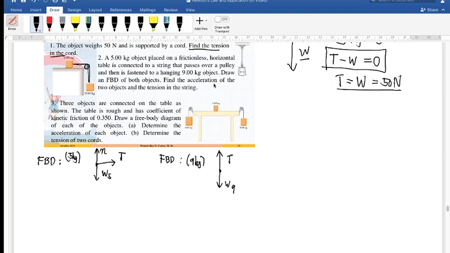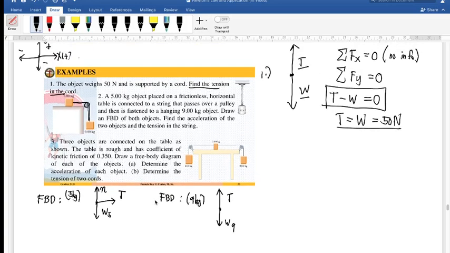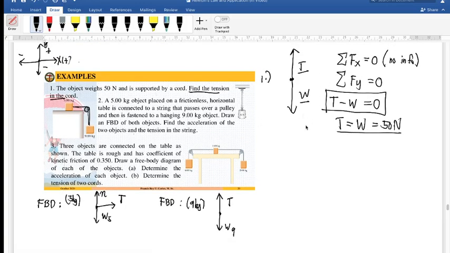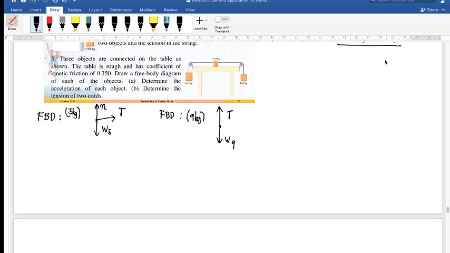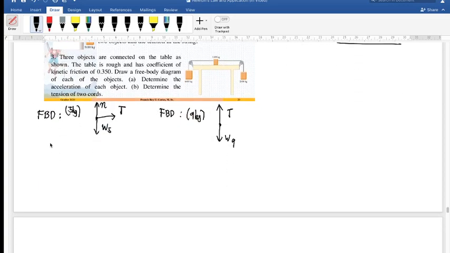Okay, so we have to find the acceleration of the two objects and the tension in the string. So we have to take note of where it accelerates or where it is at rest, meaning that not all of the forces are equal to 0, but equal to ma. Remember that. Okay? So we have to separately find the summation of forces along x and the summation of forces along y for the two objects.